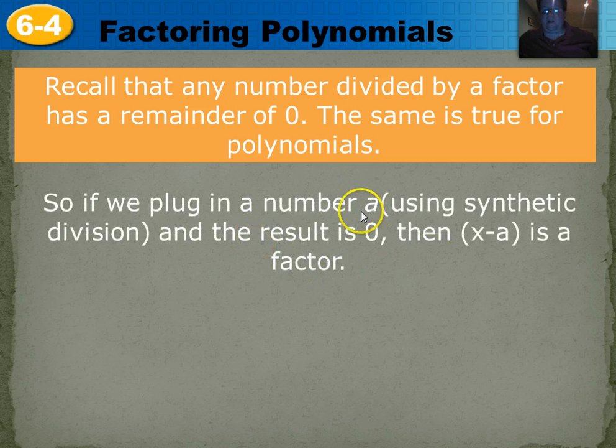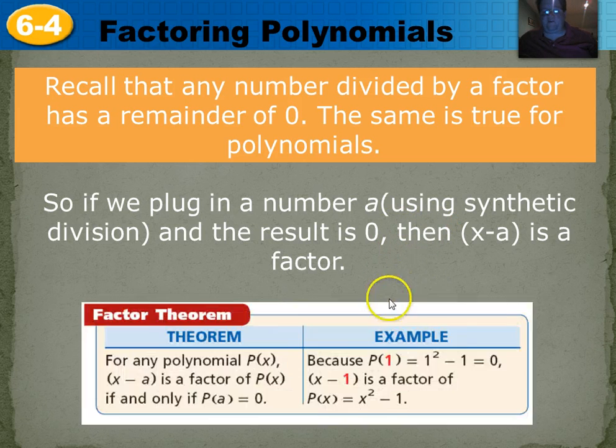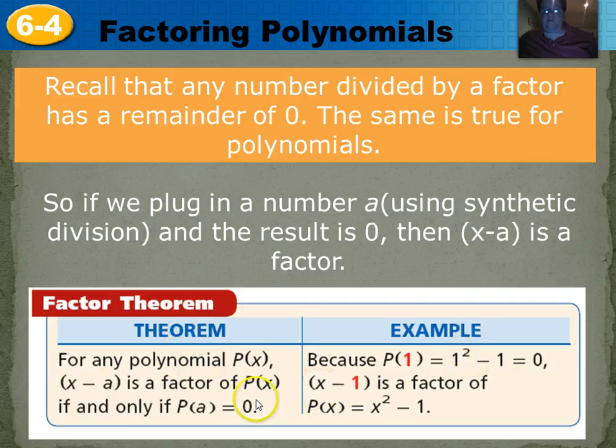If we plug in any number a, and I would use synthetic division to do that, if I get a result of 0, then x minus a is a factor of that polynomial I was dividing into. And here's the factor theorem to prove it. For any polynomial p of x, x minus a is a factor of p of x if and only if p of a equals 0.